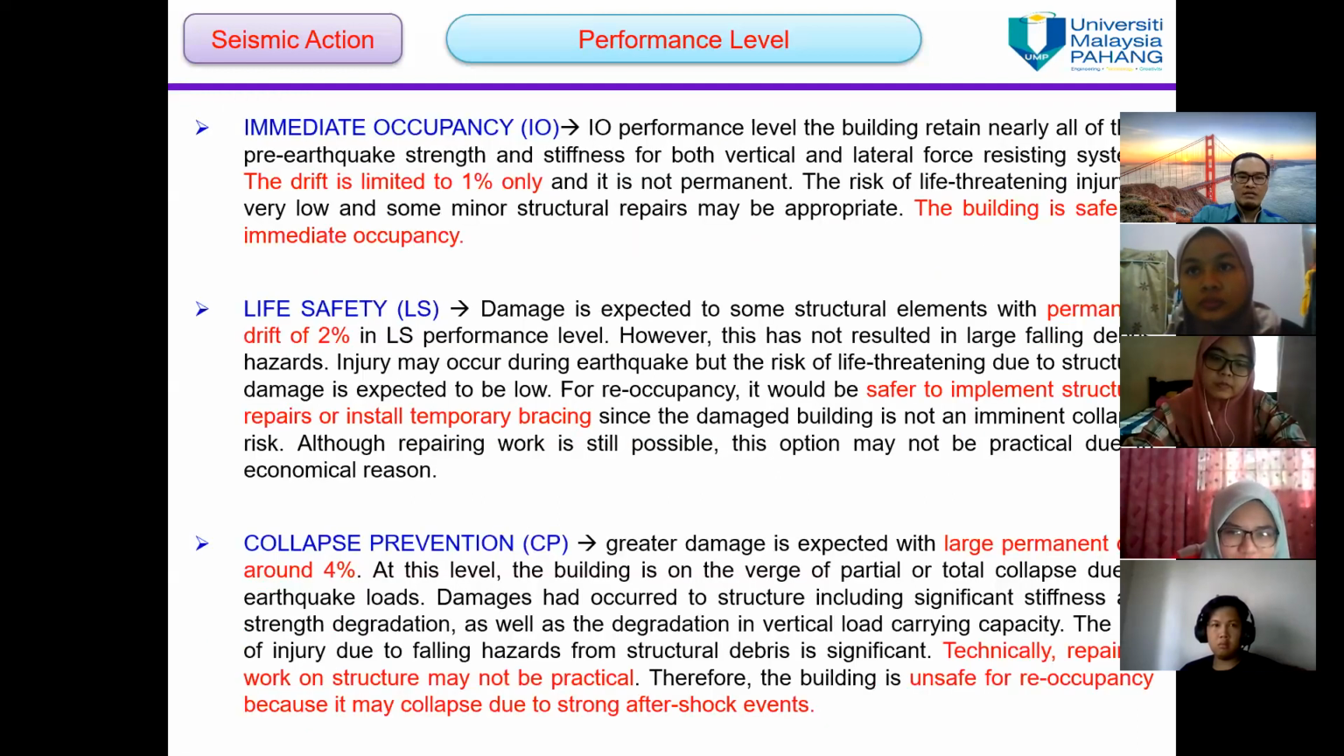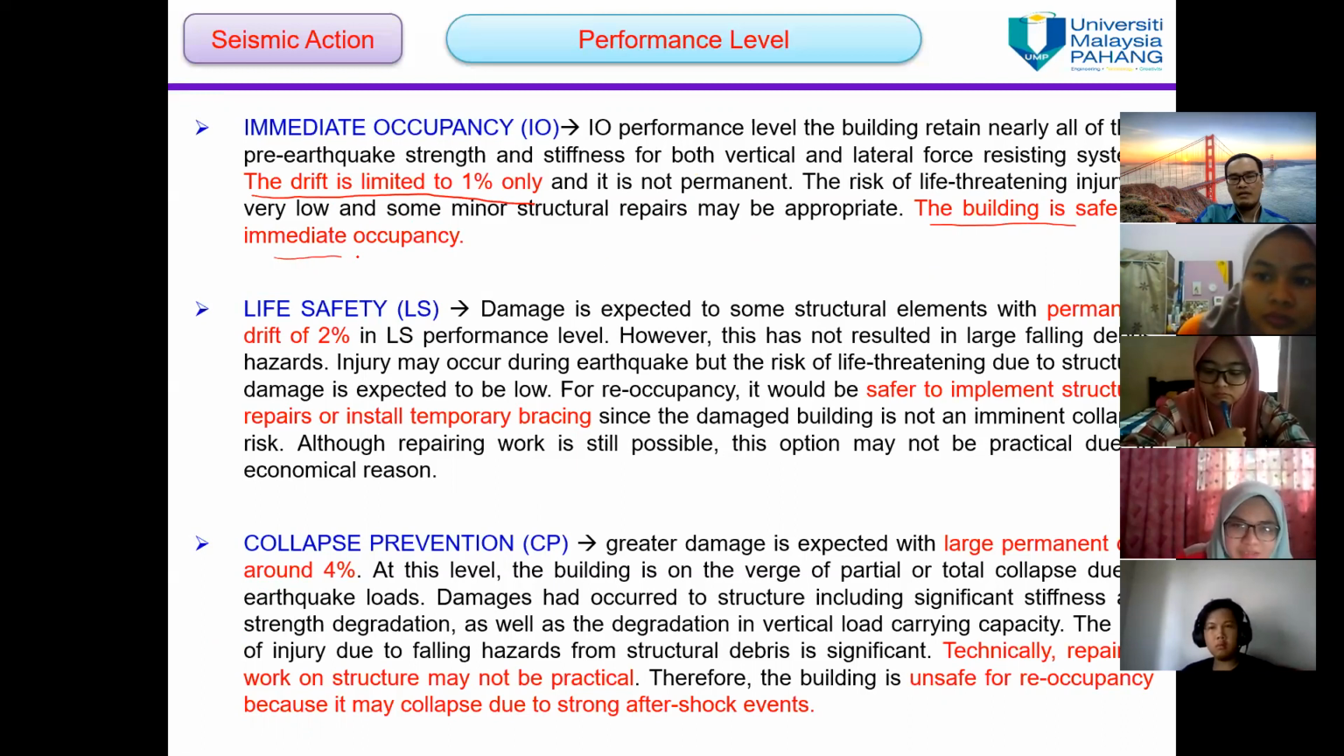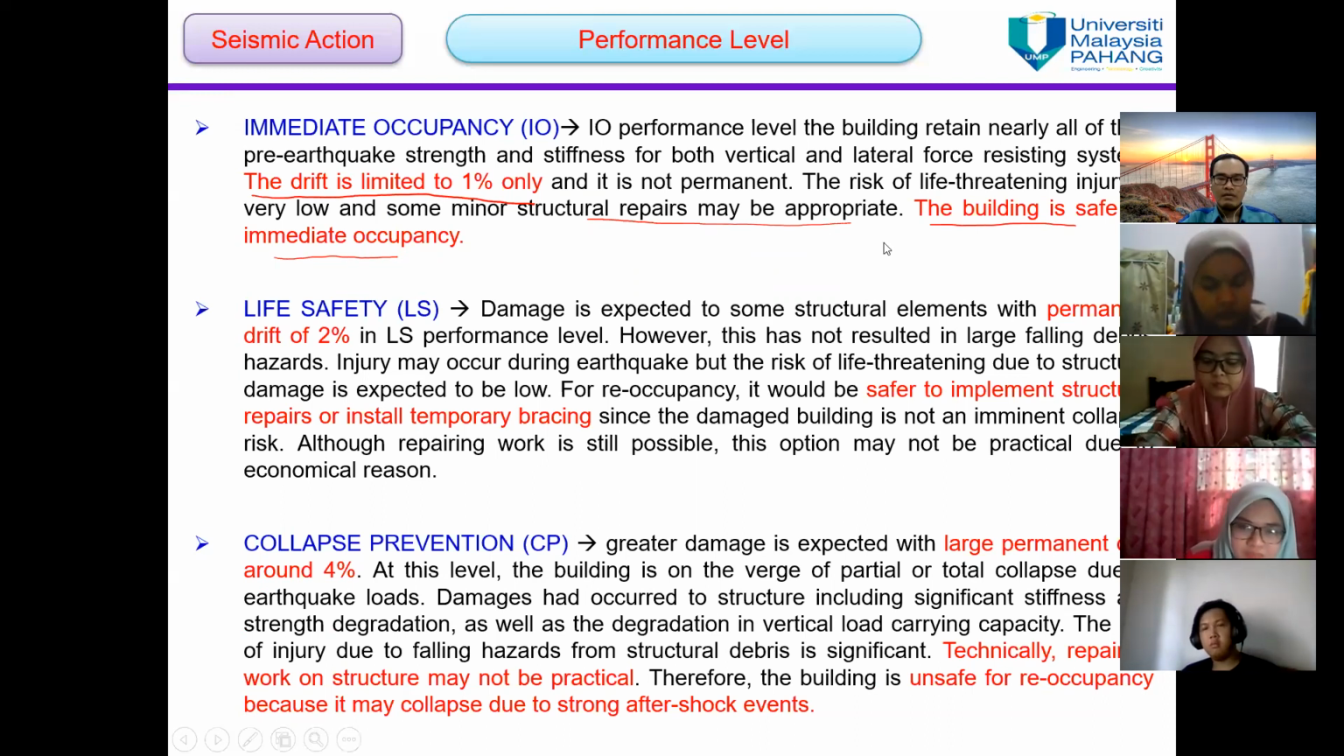Okay, so this one is the immediate occupancy. The drift is limited to 1% only, and it is not permanent, means it will go back to the original position. The building is safe for immediate occupancy. The risk of life-threatening injury is very low, and some minor structural repairs may be appropriate. Means after the earthquake, we can declare that the building is safe and the residents can go back to the building.